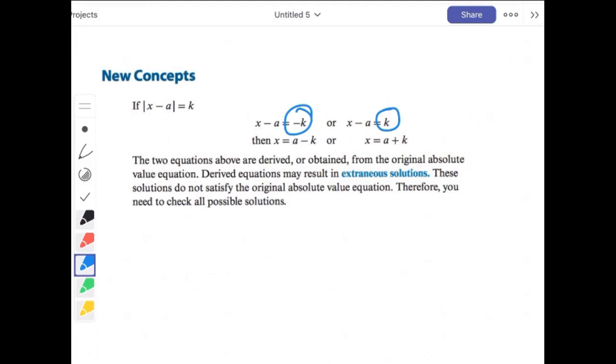The two equations above are derived, or obtained, from the original absolute value equation. Derived equations may result in extraneous solutions. This is a new concept for us. Extraneous solutions do not satisfy the original absolute value equation. So essentially, if we get a value and plug it back into our equation and it doesn't work, that is an extraneous solution. We'll be looking for those throughout this lesson.